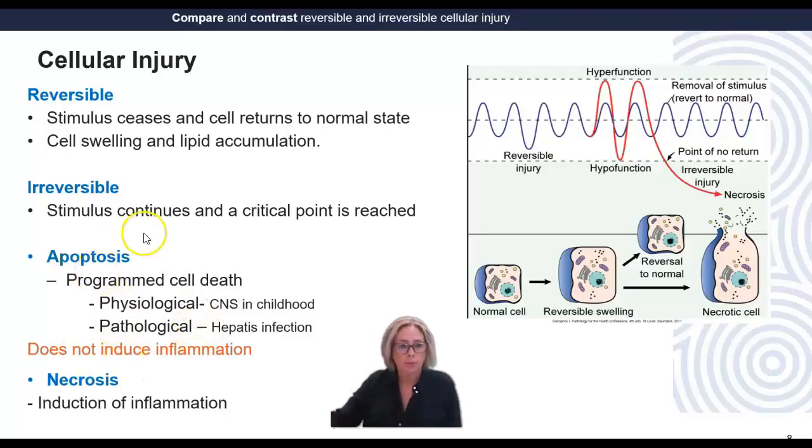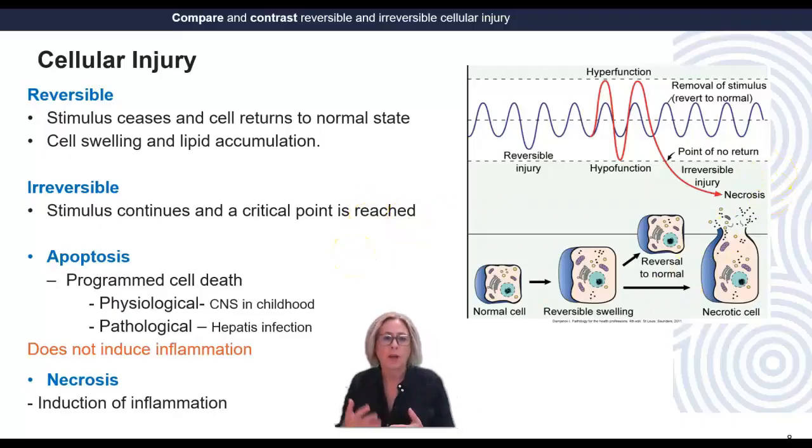However, with an irreversible injury, the stimulus continues and a critical point, a point of no return, is reached, and that cell then will die. Now, there are two processes that lead to cell death, but they are very different from each other. The first one is apoptosis, which is programmed cell death, and this can be physiological and it can also be pathological. An example of physiological apoptosis is in the central nervous system of children, and we're actually born with way more neurons than we need, and some of these undergo apoptosis early in childhood.